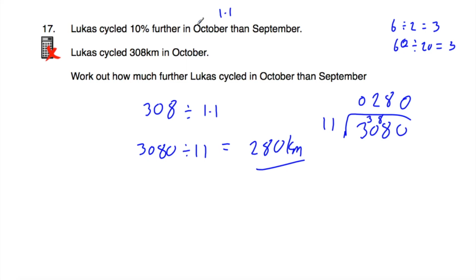Now the question says how much further did he cycle in October than September, so we're going to take our 308, how far he cycled in October, and subtract how far he cycled in September, which is equal to 280, and then if you take that away you get 28. So he cycled 28 kilometers further in October than September, and that's it.